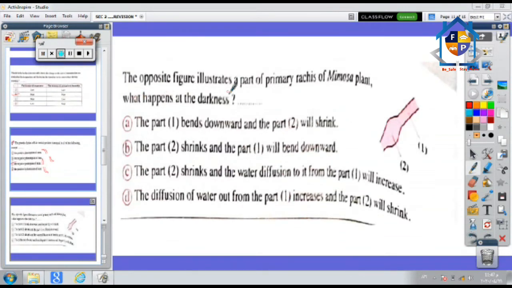The opposite figure illustrates a part of the petiole of the mimosa plant. What happened in the darkness? We know that this part of the plant falls down during the night due to a process called sensation, and this part, number 2, shrinks. Yes, it will shrink and this part will fall down during the night. So part number 2 will shrink and part number 1 will bend downward, during the night only.